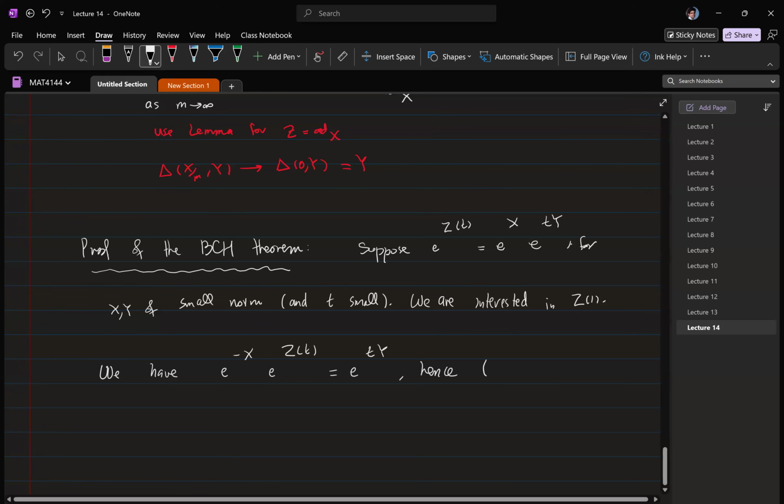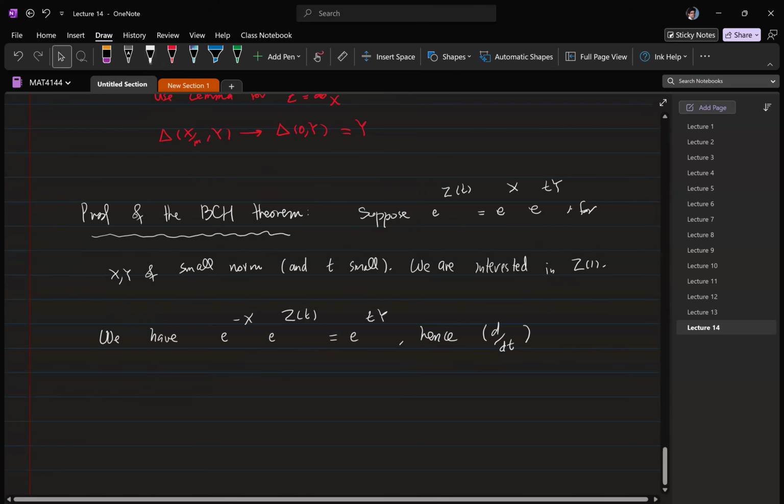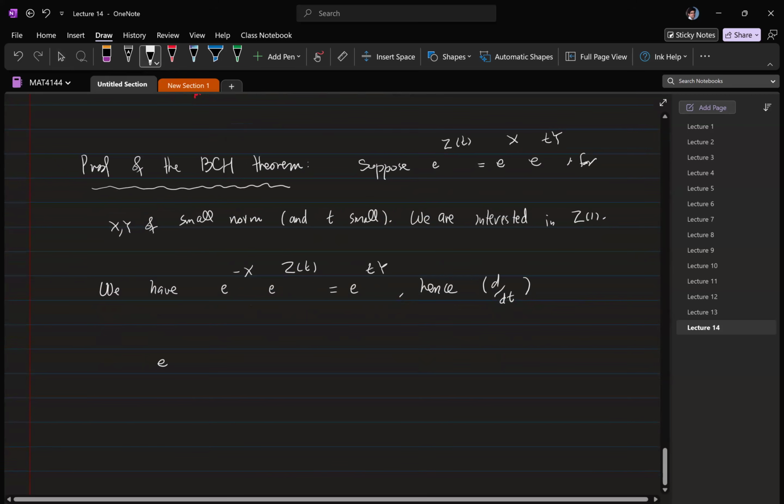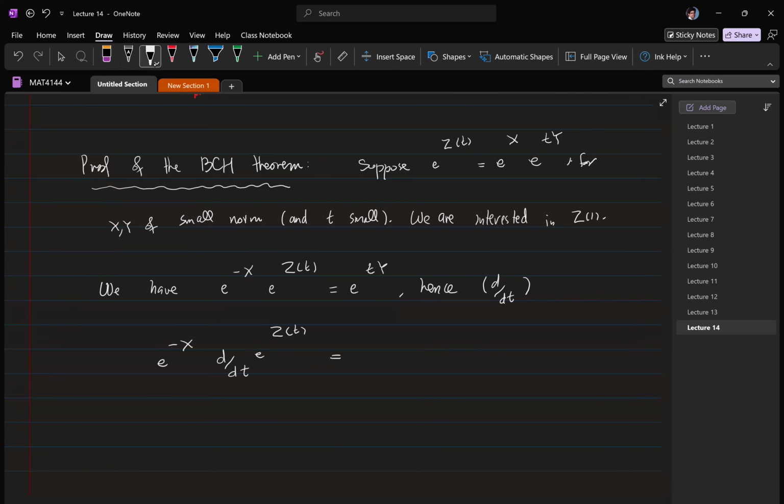And now, by differentiating with respect to t, well, the e to the minus x is constant, right? So I get e to the minus x times the derivative of e to the zt. It's equal to the derivative of the right-hand side. Here I don't want to specify t equal to 0. It's just a general t. It still makes sense for any t, so at t equal to t0, really.